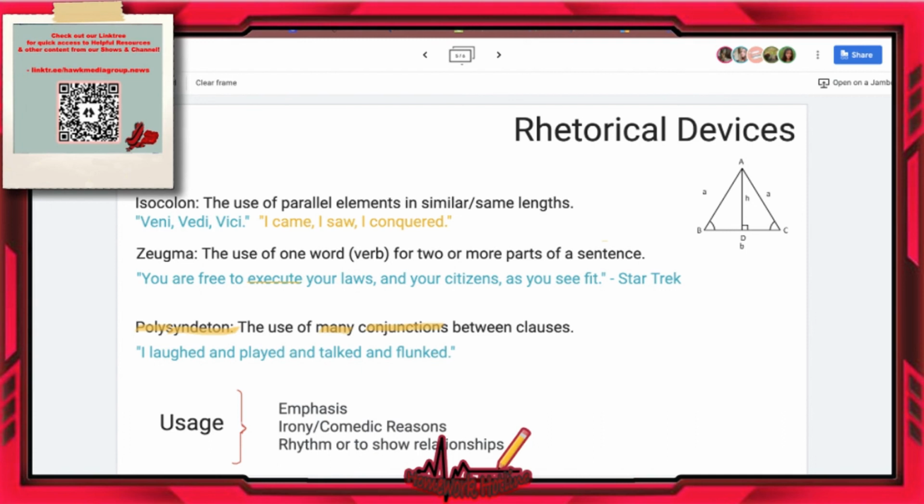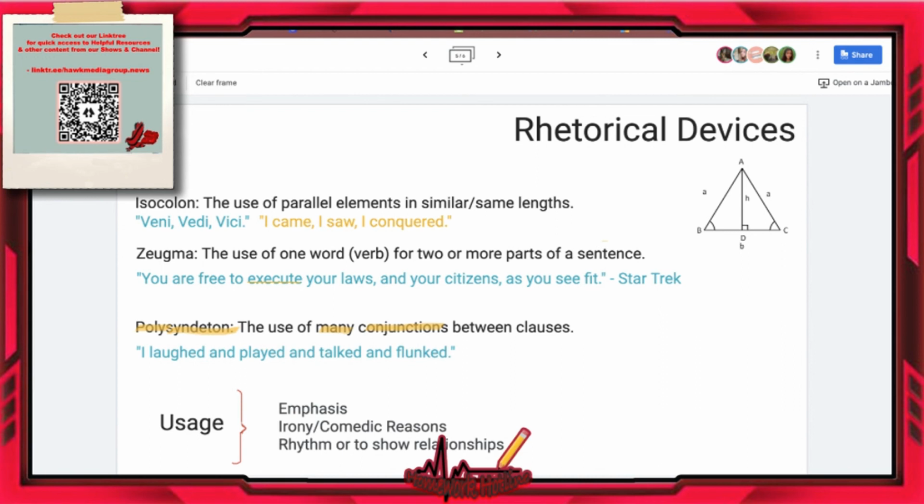So we all know that rhetorical devices are meant to do something. They're meant to either enforce a point or make a point themselves. Their usage varies. An isocolon could be used to emphasize something. The Latin phrase that we discussed earlier was actually once said by Julius Caesar, a leader from a very long time ago. It was a very bold statement. It's meant to emphasize.